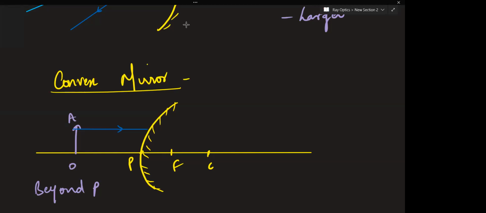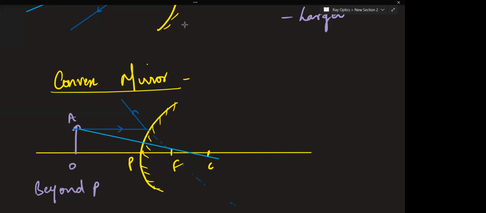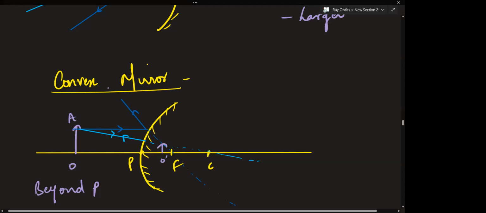Now a ray of light will come. This will appear to pass through the focus. Then you will have the center of curvature at any point if you take. See, this will be the point for the center of curvature. I am drawing it roughly, free-handedly. You do it properly with the help of a scale. See, here I am getting an image, O dash A dash.